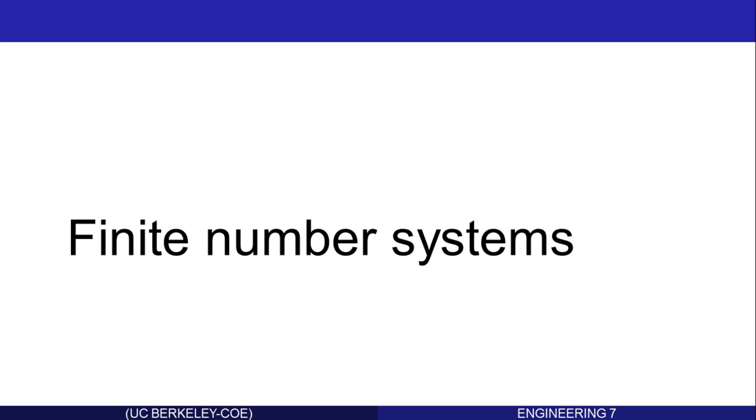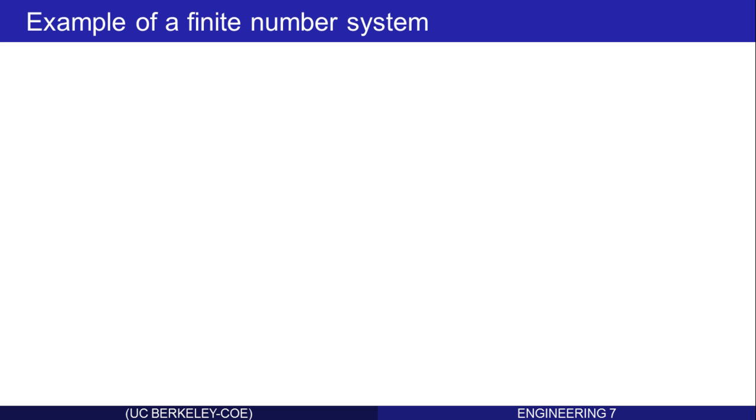The number systems we'll use on the computer are finite number systems. Let's introduce one that's not tied to a particular computer system. In fact, it's kind of a toy example, just to illustrate some of the main points. We'll talk about a 3-digit base 10 number system that uses exponential notation.